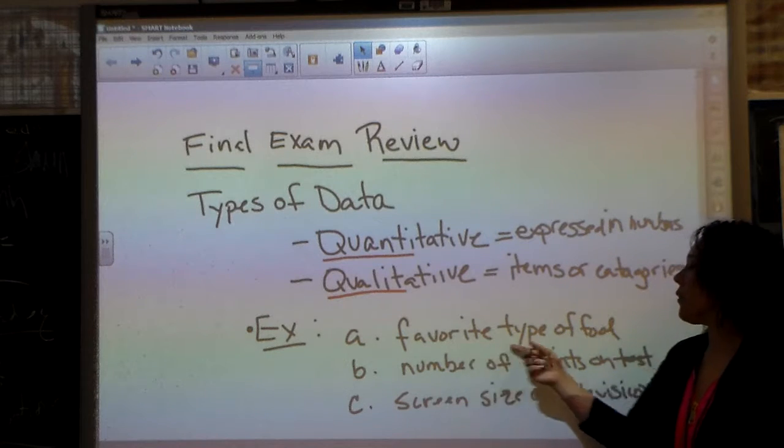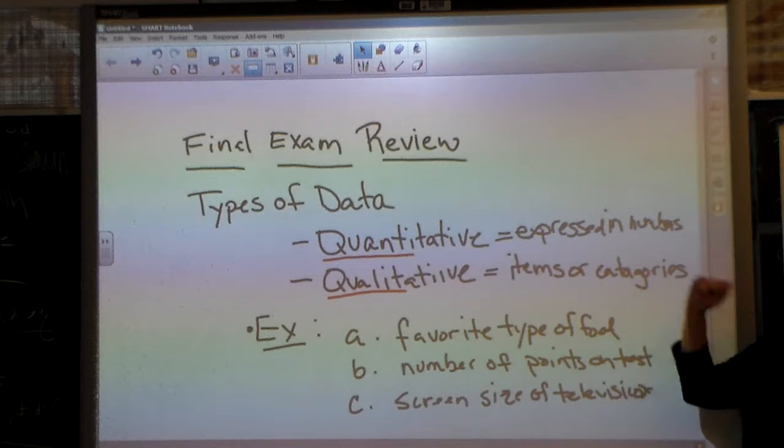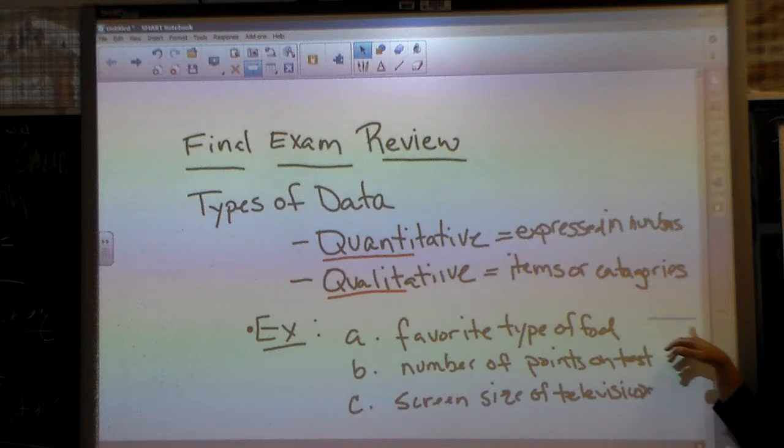For letter A, if you have a favorite type of food, would that be quantitative or qualitative? Well, if you have a favorite type of food, if it's chicken or spaghetti or pizza, those are things or items. So that would be qualitative. You see? So you might want to put qualitative right next to A if you want to write the examples down, okay?